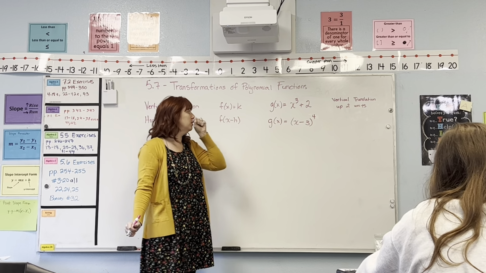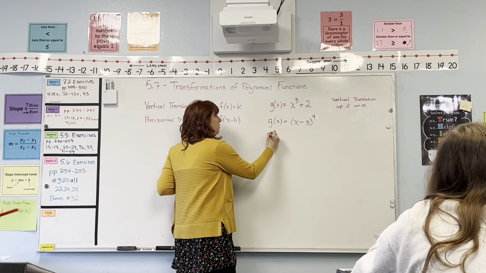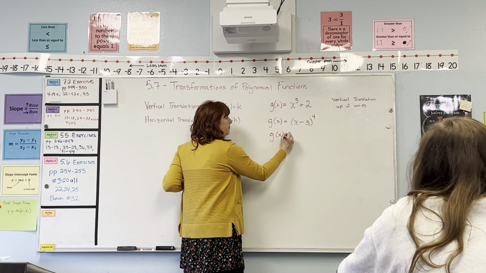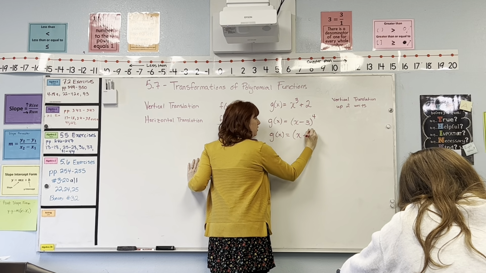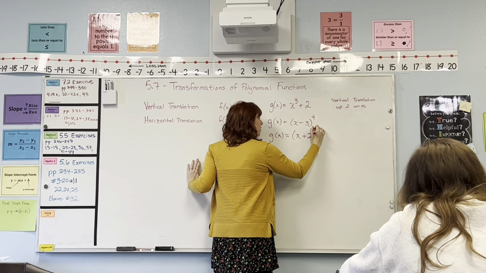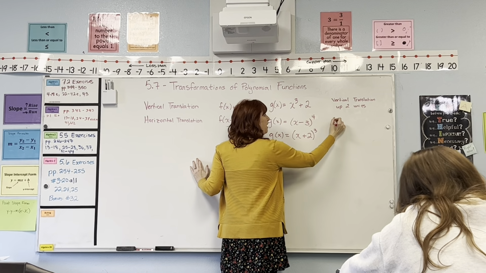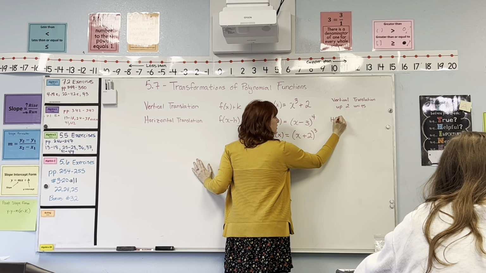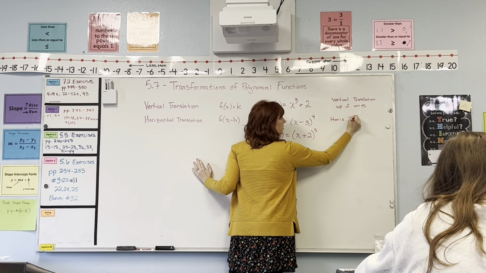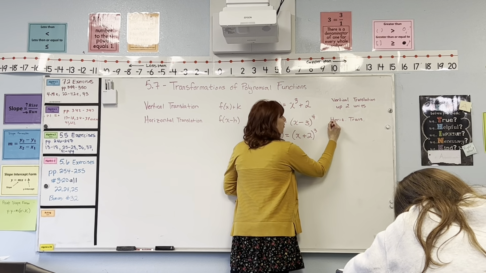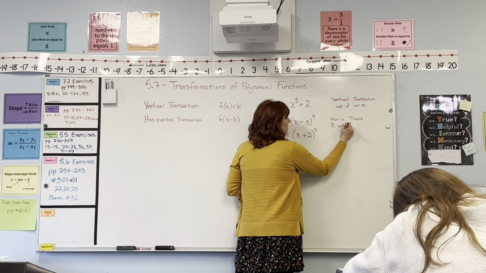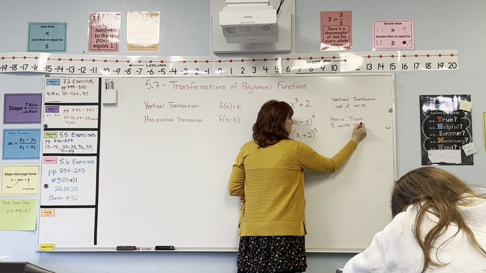For horizontal, let's do two different ones here. So g of x, the opposite. This is going to be the opposite, so x plus 2 to the third. So this one right here would be a horizontal translation, 3 units. Oh, I didn't know this was a chart thing. I was writing it everywhere.